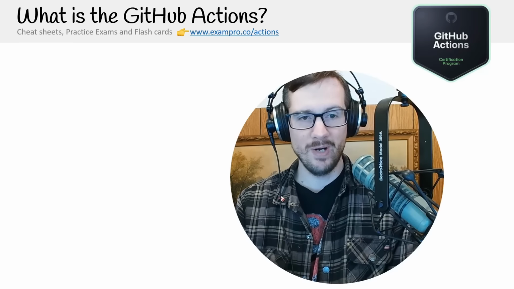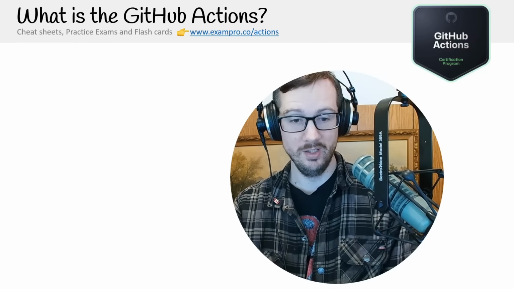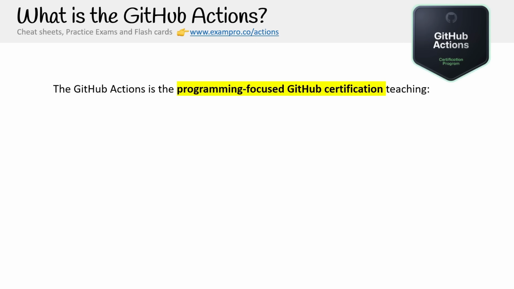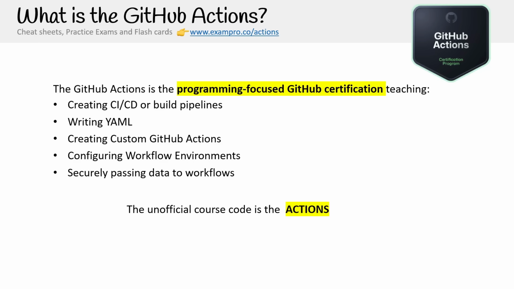Hey everybody, it's Andrew Brown, and we're at the start of our journey asking the most important questions first, which is, what is the GitHub Actions certification? This is a programmatic focused certification, so you're expected to know how to program to some degree: creating CI/CD or build pipelines, writing YAML, that's basically the code that we're doing here, creating custom GitHub Actions, configuring workflow environments, securely passing data to workflows. And the unofficial course code for the certification is Actions.